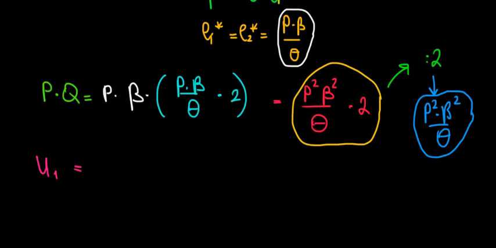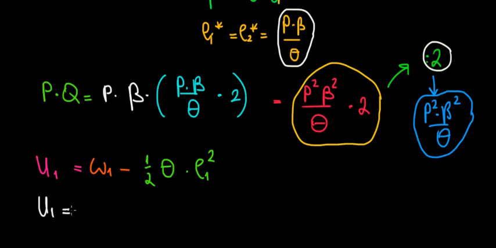It is the difference between the income, the benefit of working, and the cost of effort, which is 1 over 2 theta e to the power of 2. So we will have 1 over 2 theta times e of the first guy to the power of 2. Now what is the income? Well, we calculated in the previous video, this is the income. It is the total value of the output that they produce divided by 2, and this is what we got as a result. So the utility of the first guy is going to be equal to the following.